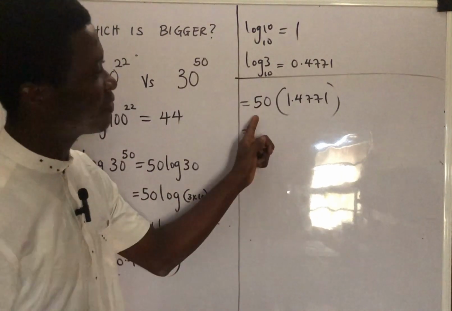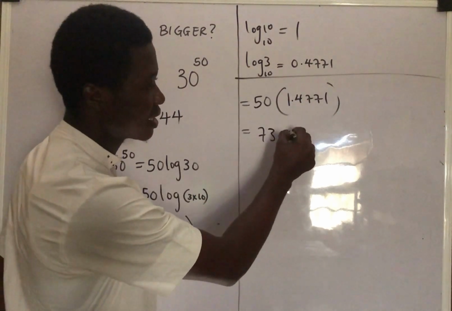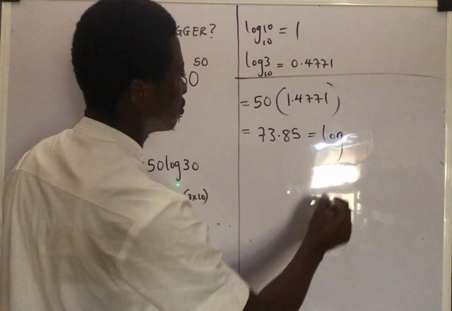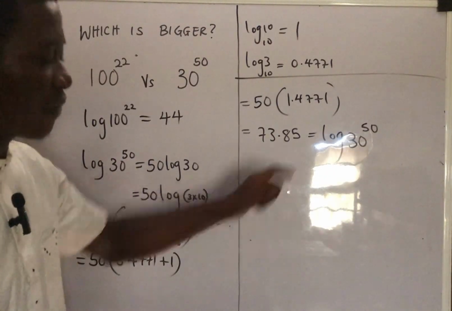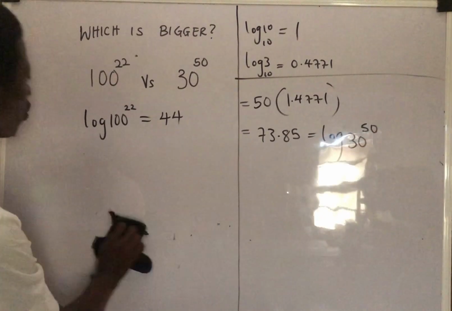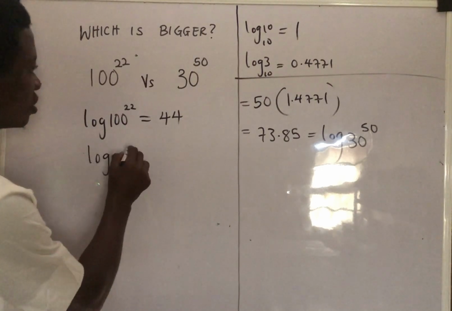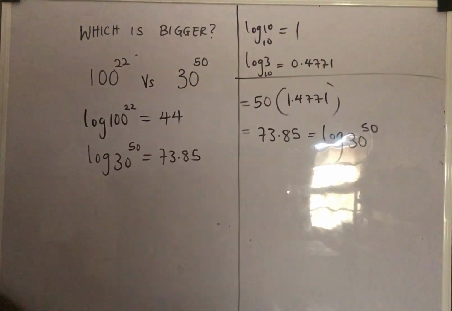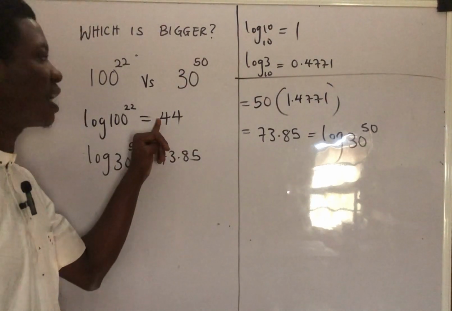By the time we multiply 50 by 1.4771, we'll get 73.85. So this means that log 30 to the power of 50 is 73.85. From the look of things, we have gotten log 100 to the power of 22 as 44. Comparing these two, you can see that 73.85 is greater than 44, right?